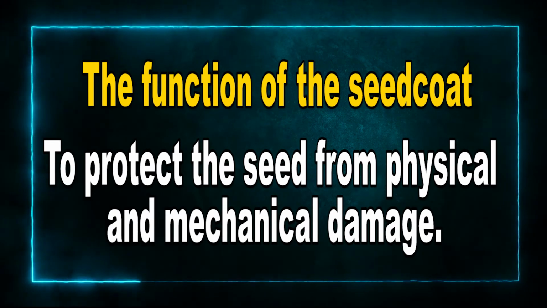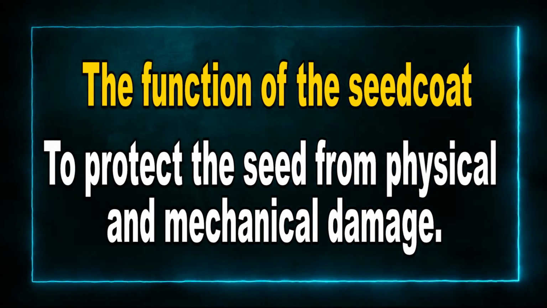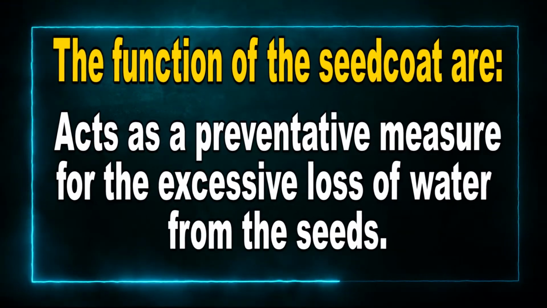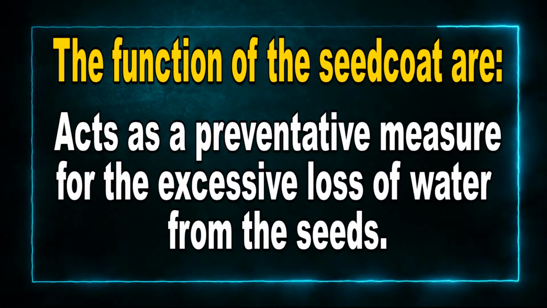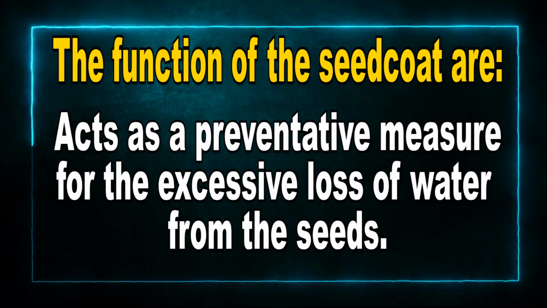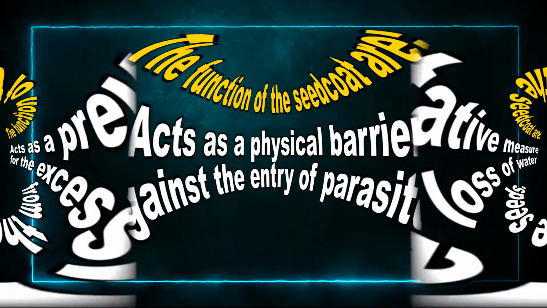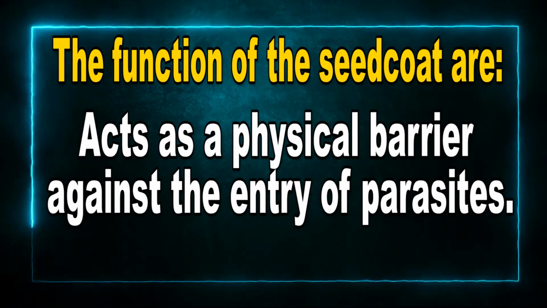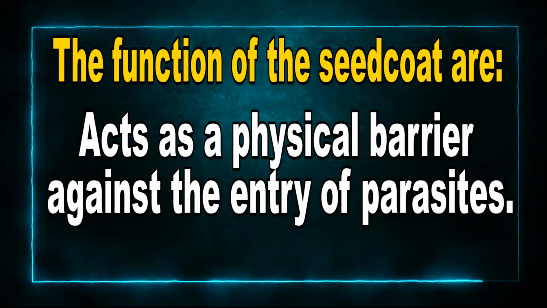The function of the seed coat mainly is to protect the seed from physical and mechanical damage. It also acts as a preventative measure for the excess loss of water from the seed. It also acts as a physical barrier against the entry of parasites.